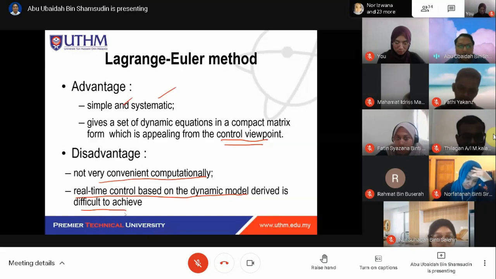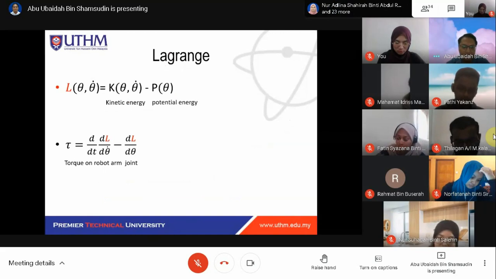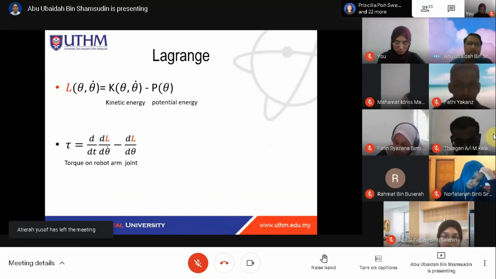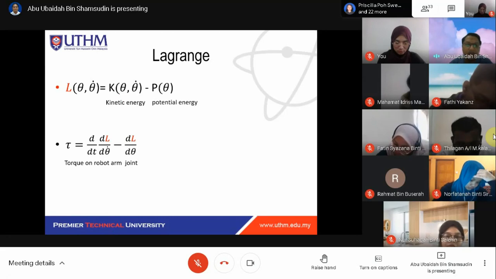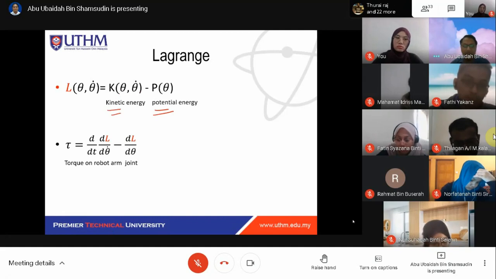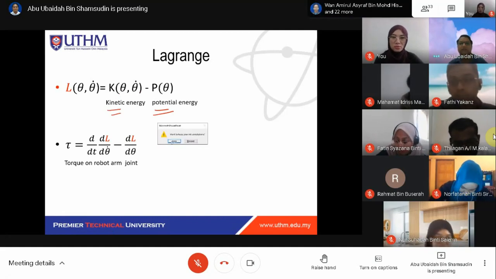So let's go through Lagrange. Okay. Today we will try to compute Lagrange for a simple robot arm. Lagrange is almost the same thing you have learned in physics during your secondary school, sekolah menengah. You have learned about kinetic energy and potential energy. Can you tell me what is kinetic energy? What is potential energy? Okay, so I will pick a person to tell me.